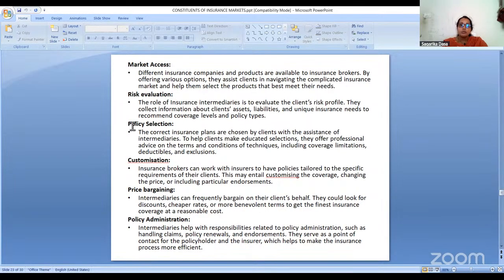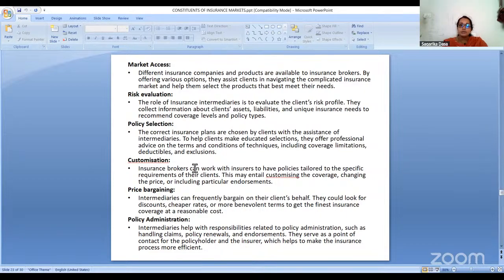Policy selection. Insurance policies, we have n number of policies that are available depending upon the requirements of different policy holders, different general public. Now, మనకి ఏ పాలసీ సెలెక్ట్ చేసుకోవాలి అనే దాంట్లో ఇన్సూరెన్స్ ఇంటర్మీడియరీస్ will help us in selecting the appropriate policy depending upon our needs and our benefits.